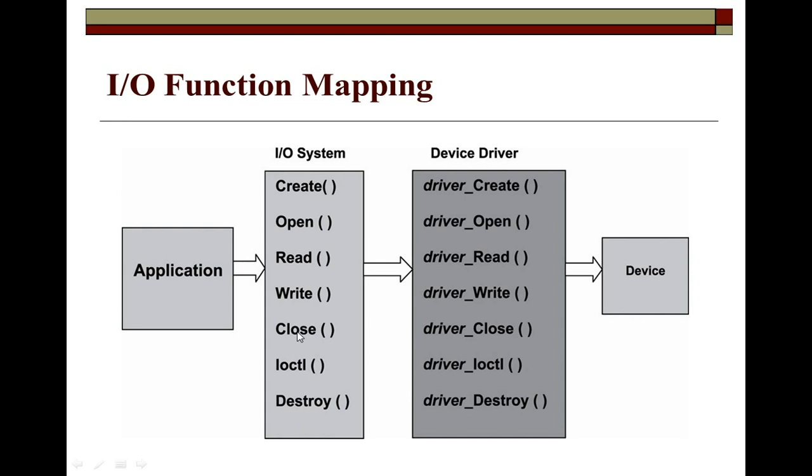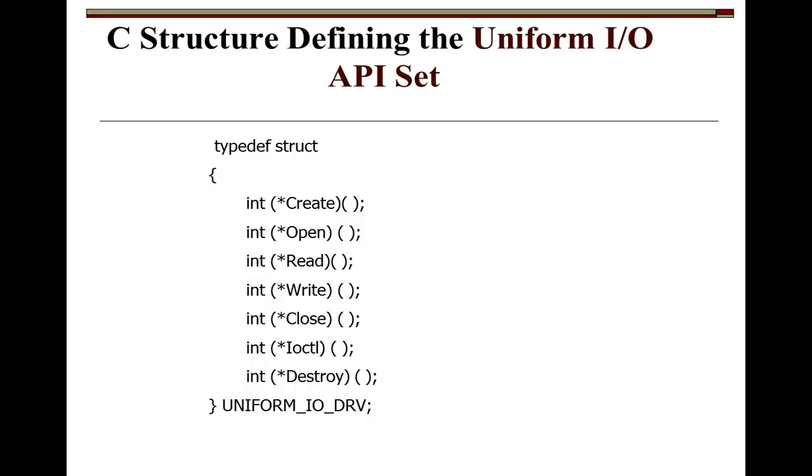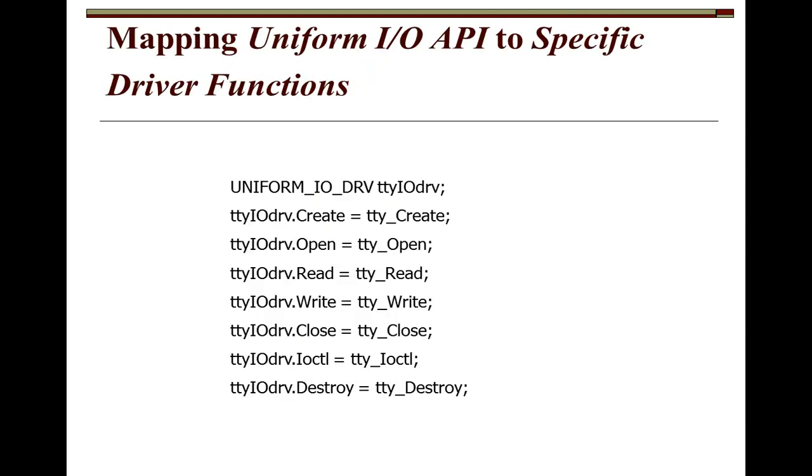Here you can see the input output function mapping. Suppose this is one application. For this application, the input output system and the device driver, all the functions have to be done. First it has to create, then open, then read, then write, close, input output control, and destroy. Create means it is going to create the input output instance. Then it is going to open the space for the user.